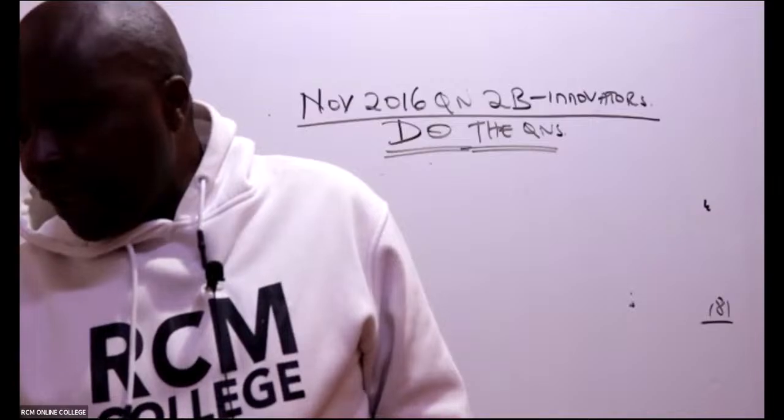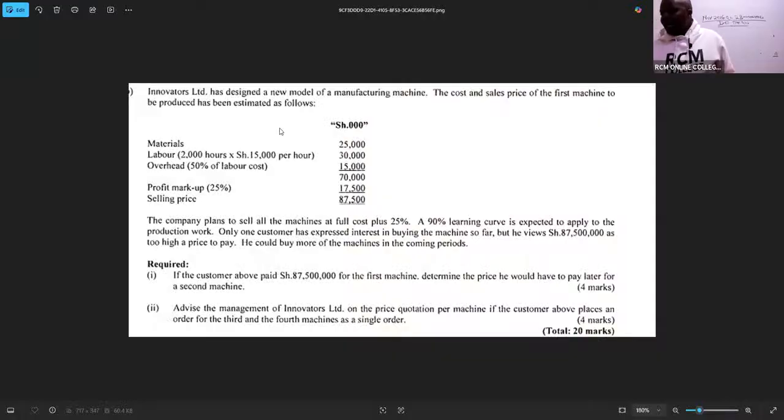All right. So, ladies and gentlemen, what we are told here is that Innovators Limited has designed a new model of a manufacturing machine. The cost and sales price of the first machine to be produced has been estimated as follows. So they're giving us information for A, because A is about the first unit produced. You can see materials, labor, overheads. We can see profit markup, selling price. The company plans to sell all the machines at full cost plus 25%.